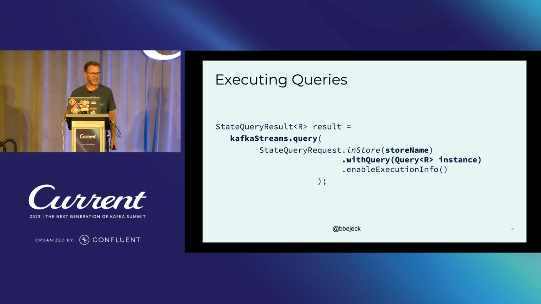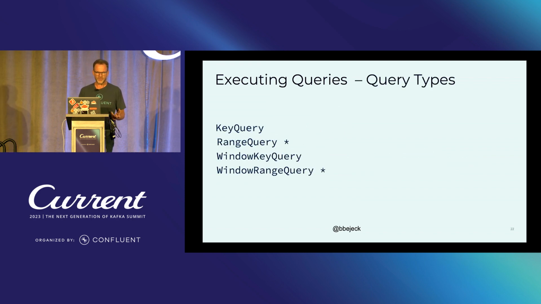And then the actual execution of the query, you use the Kafka Streams query method. Now, specifically today, I'm talking about interactive queries version 2. There's a version 1 where you would actually just retrieve a read-only version of the state store and then do the lookup yourself. With interactive queries version 2, we now have this query method where you pass in a request, the store name, and you have a query object that you give it. And we've got 4 types. You've got a key query, a range query, and then windowed versions of those.